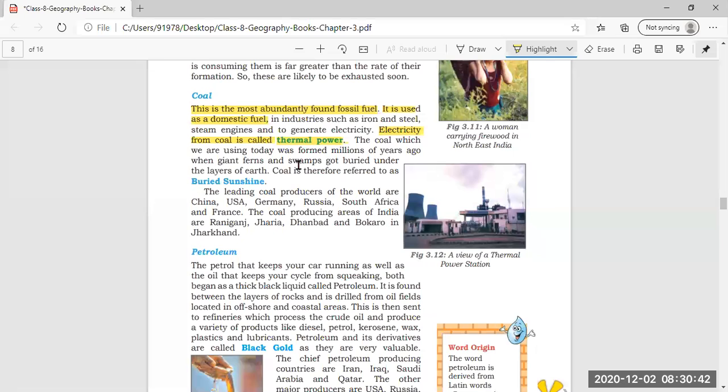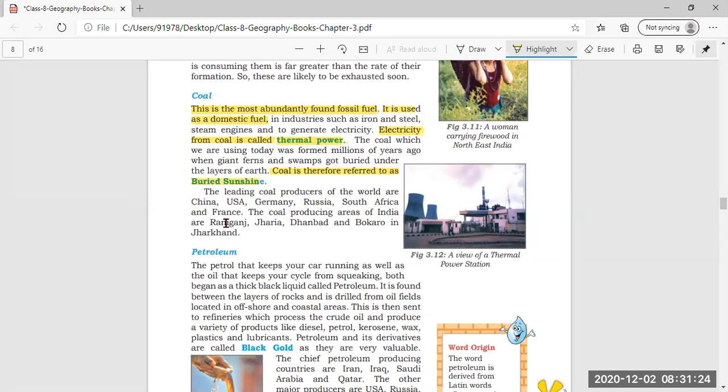Coal is therefore referred to as buried sunshine. What is coal called? Buried sunshine, meaning the remains of plants and animals get buried deep inside the earth, and after many years they change into fossil fuels, and thus coal is formed. That is why it is termed buried sunshine. The leading coal producers of the world are China, USA, Germany, Russia, South Africa, and France.